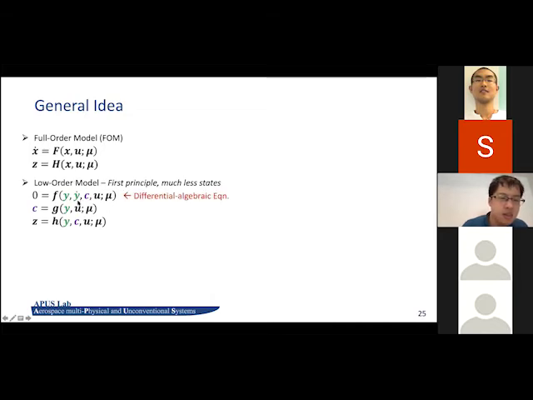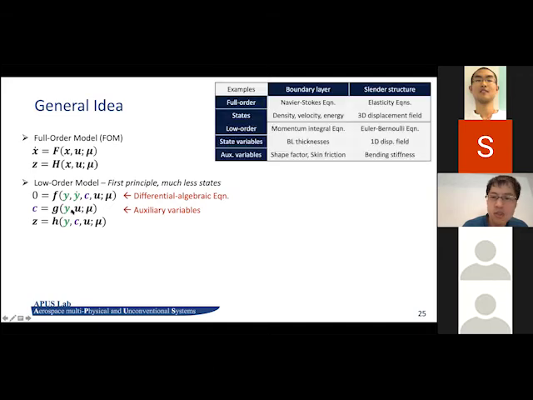Basically we might have a differential algebraic equation in place of this nonlinear high-dimensional dynamic system, but in this process we do need to introduce some auxiliary variables to complement the missing states. To give you a concrete example, when we deal with a boundary layer, the full order model would be our Navier-Stokes equations, with states like the density, velocity, and energy, and so on.